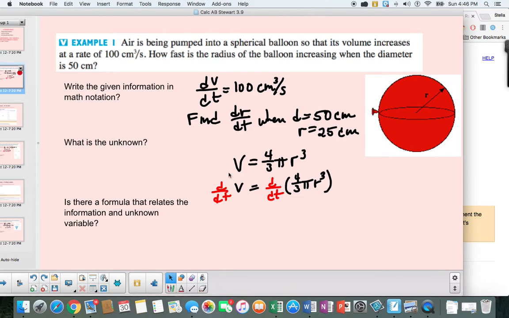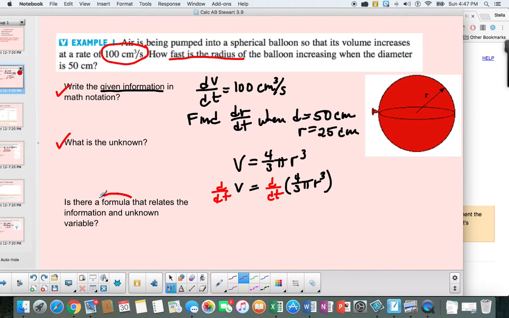All right, so the strategy is to get the given information into math notation. Our first given information is dV/dt equal to 100 centimeters cubed per second. This makes sense because centimeters cubed is a volume and seconds represents time. I'm being asked to find how fast the radius of the balloon is changing, so I put that in math notation, dr/dt, at the moment when the diameter is 50, or I can say the radius is 25. So I've done this portion and this portion.